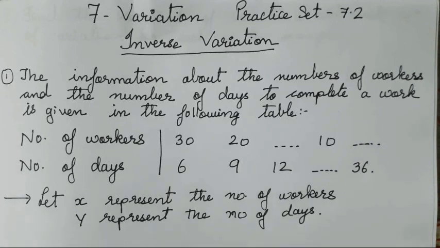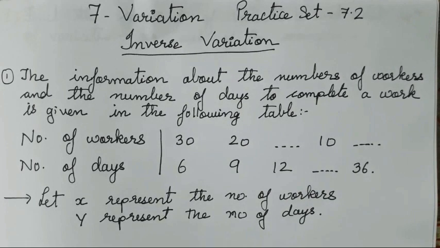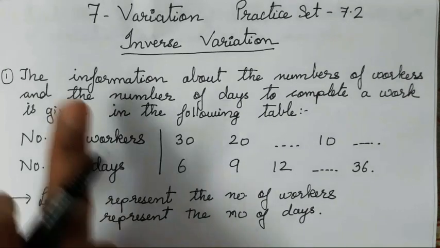Today we are going to study chapter number 7, variation, practice set number 7.2. We will be completing it in today's video. In the previous video we learned about direct variation. In today's video we will be studying inverse variation. The examples are from the textbook, page number 38 and 39. You all can follow from your textbook. Let's start with the first question.